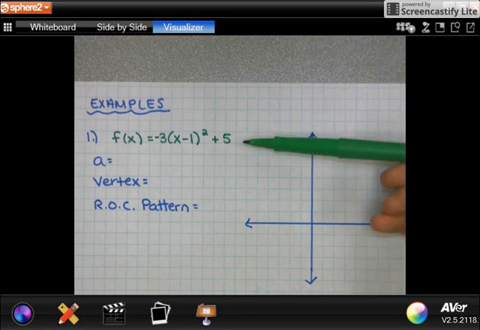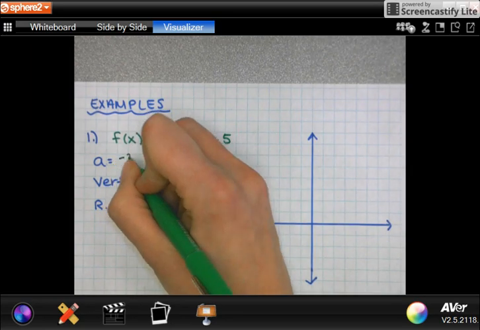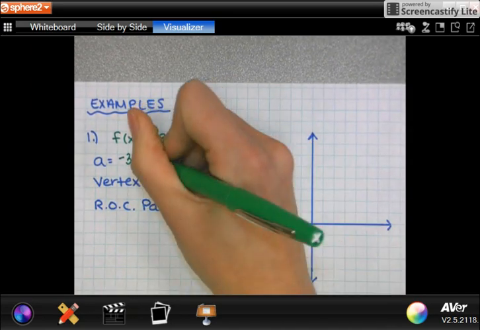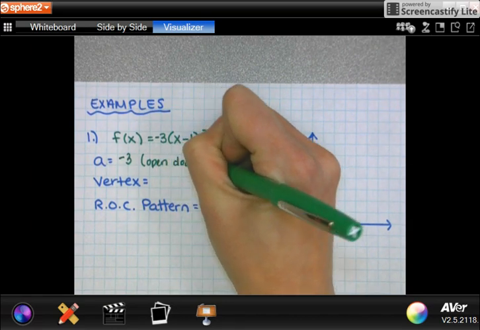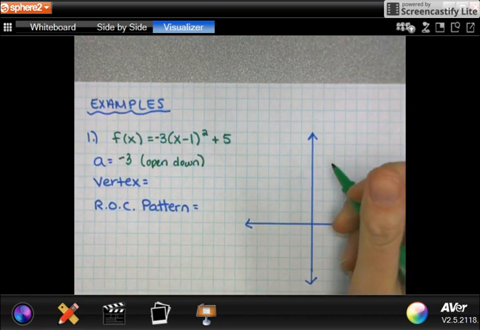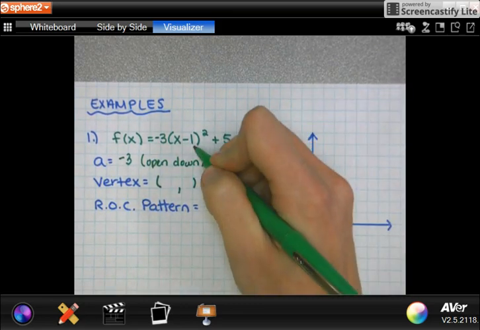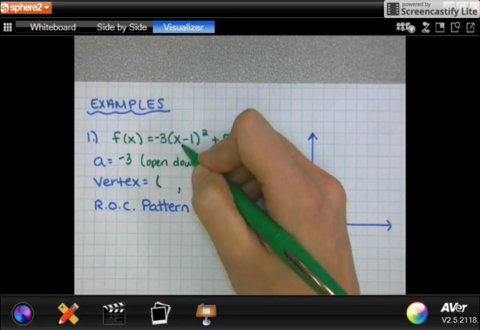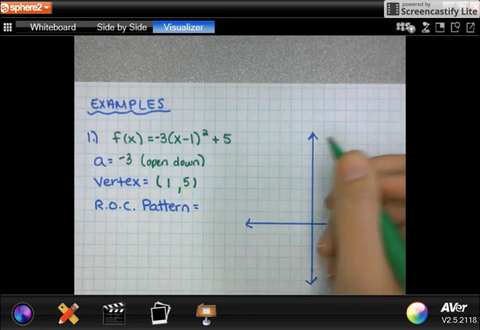F of x equals -3 times the quantity x minus 1 squared plus 5. So the first thing I want to do is identify my a value, which is -3. And -3 is going to help me realize that this graph opens down because it's negative. The vertex, I'm always going to have you record the vertex. Even though it looks like x minus 1 in here, my vertex is really at (1, 5).